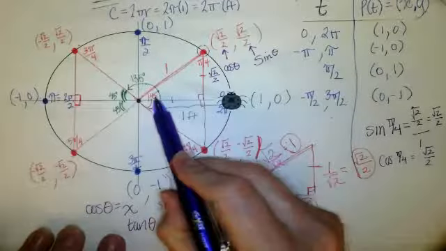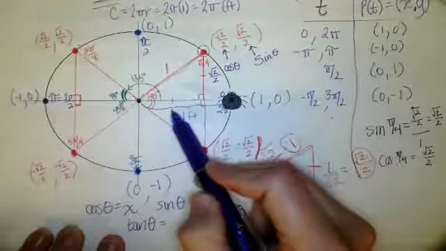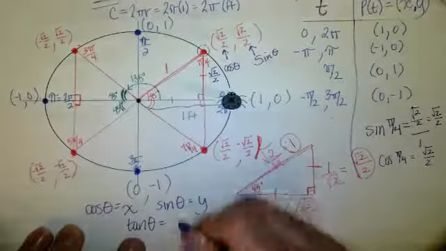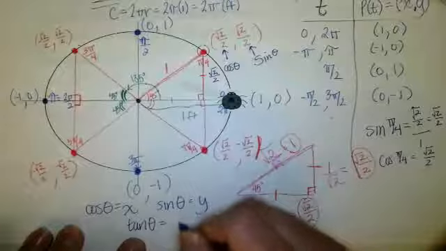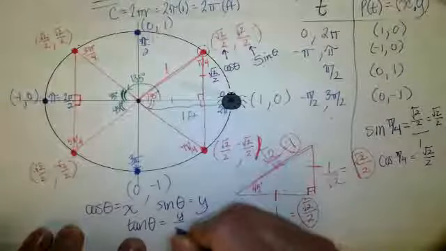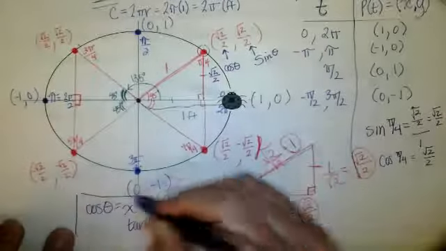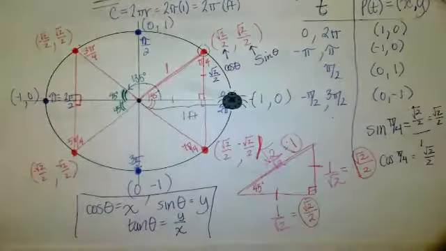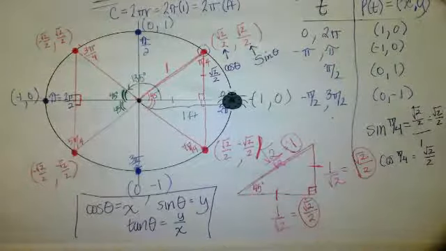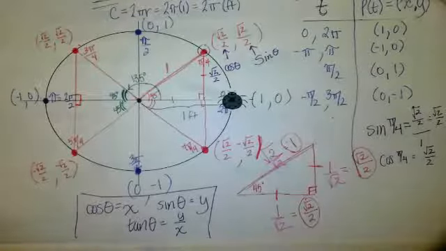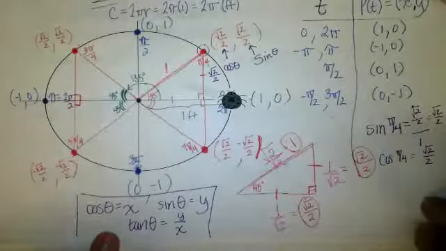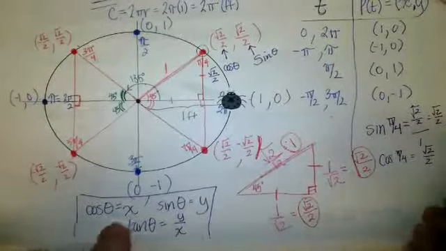So tangent is sine over cosine, isn't it? Sine over cosine would be y over x. Okay, so we can use these ordered pairs to find all of our trig functions. Kind of interesting, okay? Which is super cool. All right. With that knowledge, we have a few questions to answer, and then you get to go on.